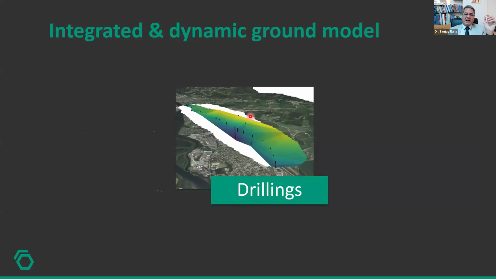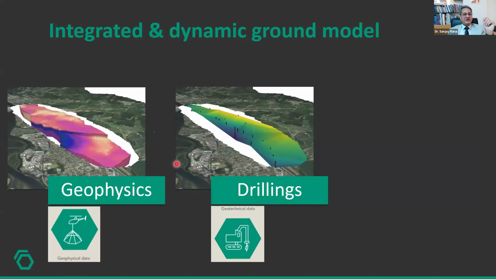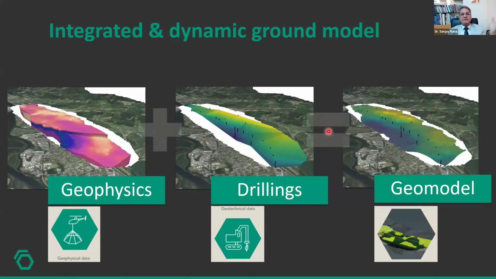So once you have drilling data, as you can see, information is available only at the point of drilling; everything in between is interpolated. So this is geotechnical data. Now you have geophysical data. Everything is there in geophysical data, but in terms of the particular parameter you are measuring, it can be resistivity, it can be seismic velocity, whatever it is. So this is geophysical data, combine the two.